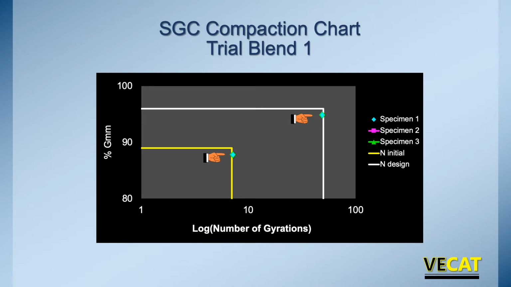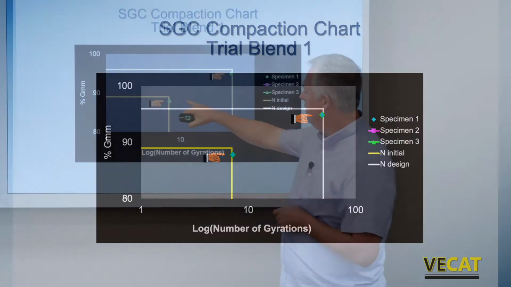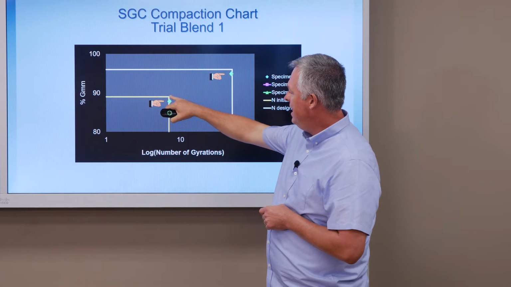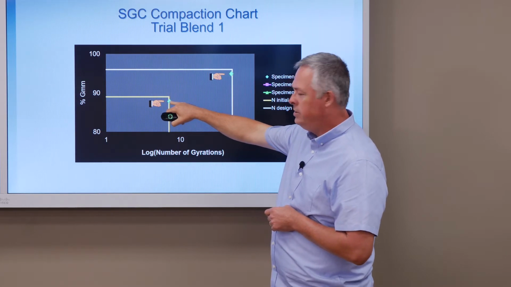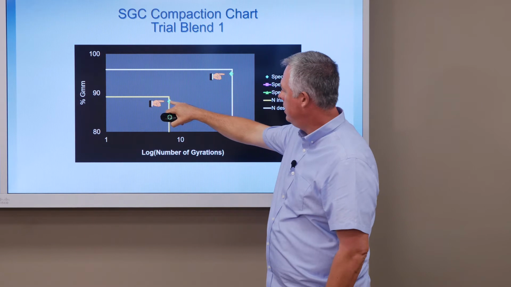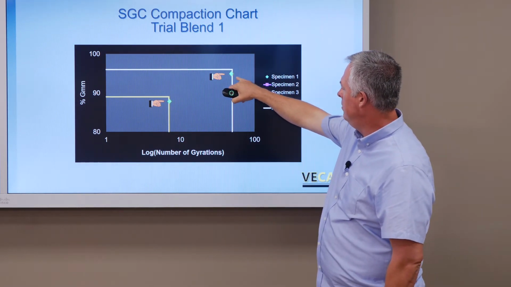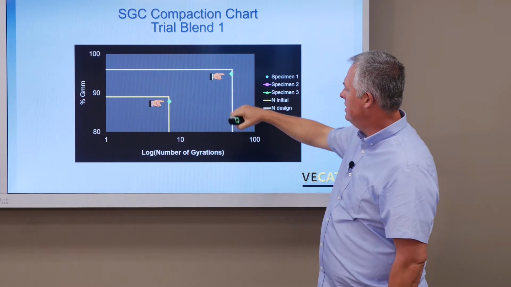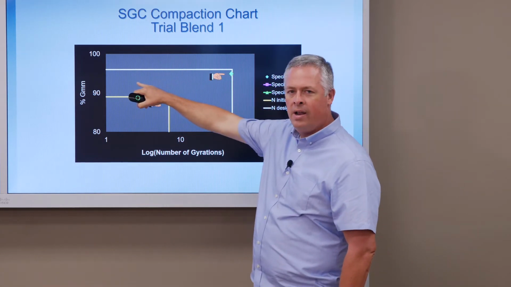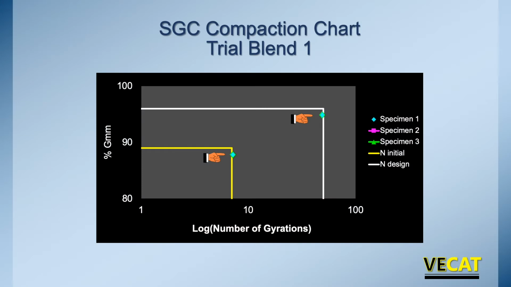So here's specimen 1 of trial blend 1. And as you can see, we are lower than that 89% for initial, which is a good thing. So our tenderness check checks out. We're also a little bit lower here for our density. So instead of being 96% density, it looks like maybe we're 94, 95% density.